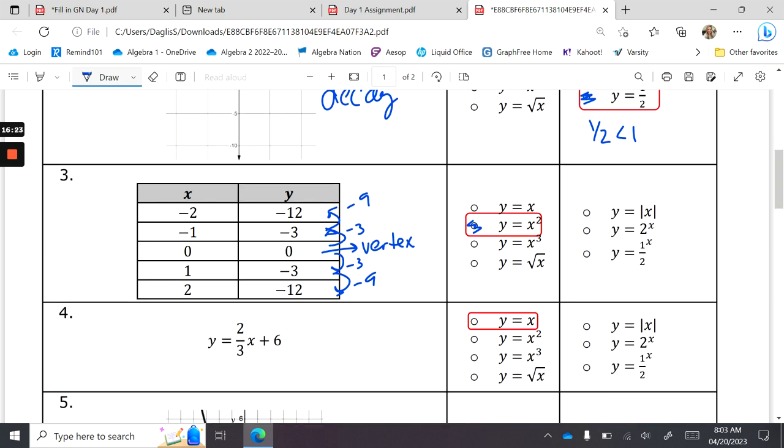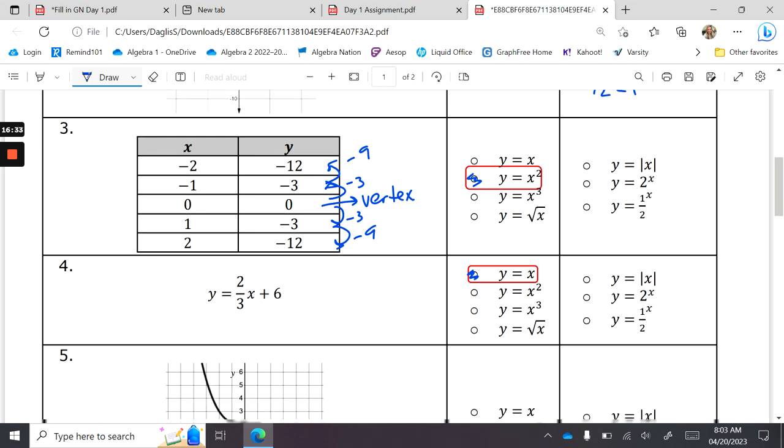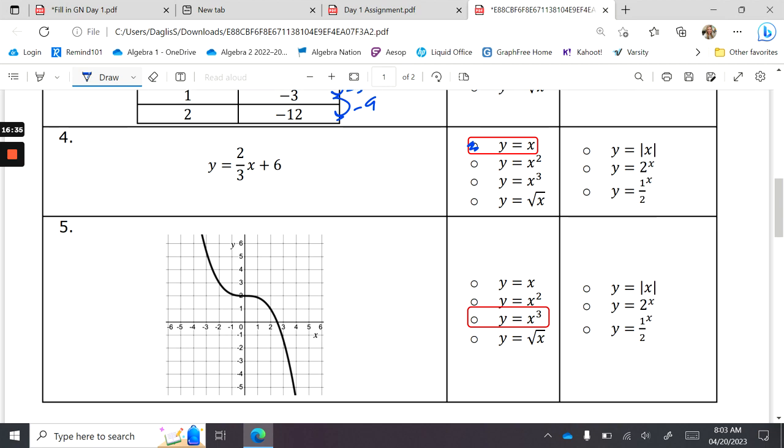Number 4, you said it was from the parent function of y equals x. This is a line, right? It's in the form of mx plus b. This is a line with a slope. Number 5, we should have said it was a cubic function. It has that curve going, a little bit of a wiggle. It looks a lot like the one in our notes, but it has been reflected. So a reflection has happened with this one.